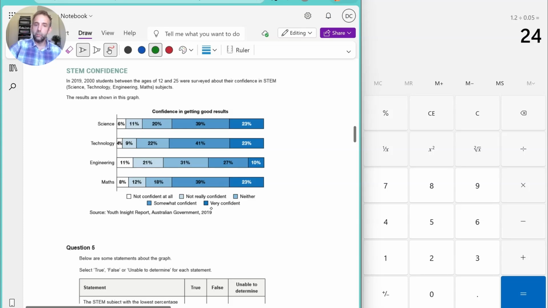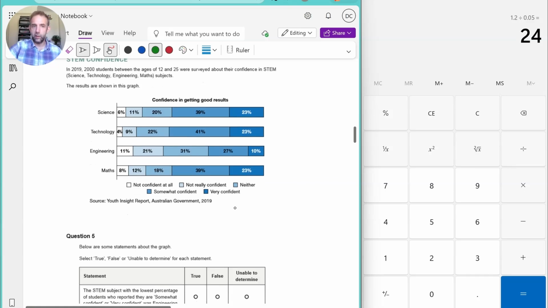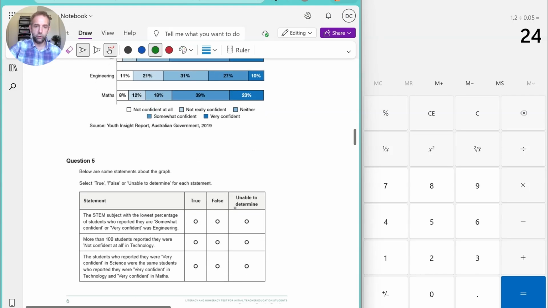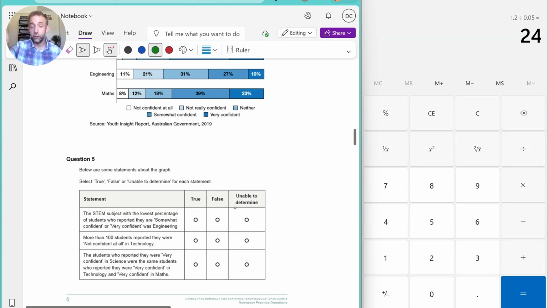The darkest shade of blue represents very confident, whereas the lighter shades are not really confident. Kind of in the middle is neither, etc. So let's have a look at the statements and see how I would go about determining whether they're true or false, or whether we don't have enough knowledge.